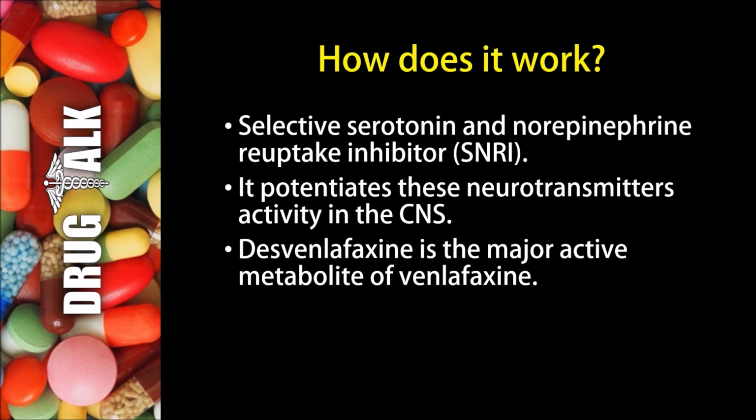So how does Desvenlafaxine work? It's a selective serotonin and norepinephrine reuptake inhibitor, also known as an SNRI. It potentiates these neurotransmitters' activity in the central nervous system. And it should be noted here that desvenlafaxine is the major active metabolite of venlafaxine.